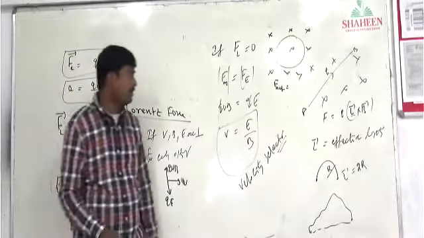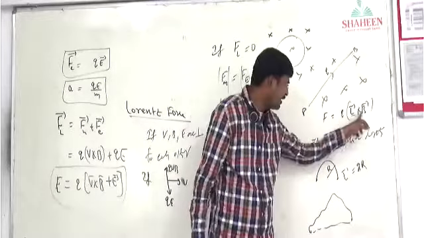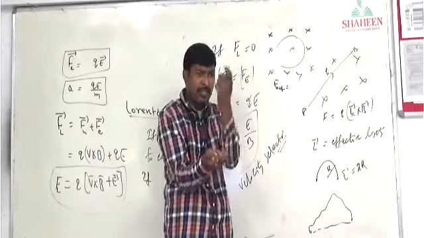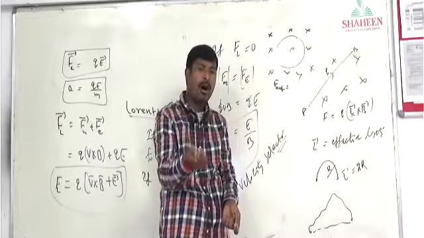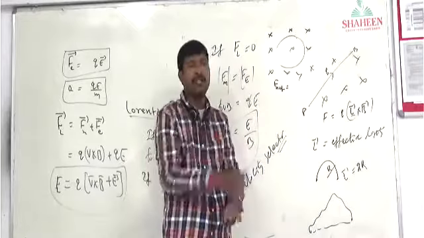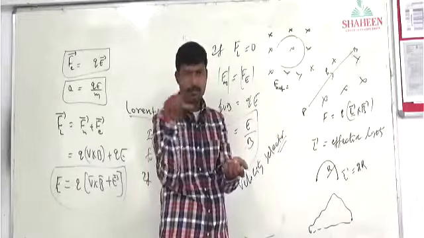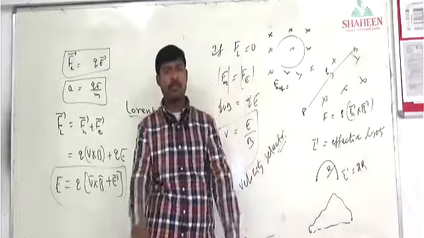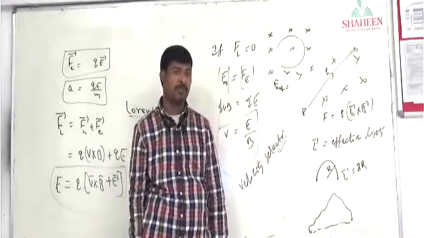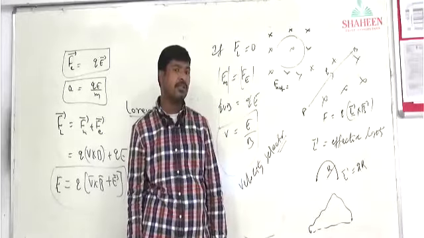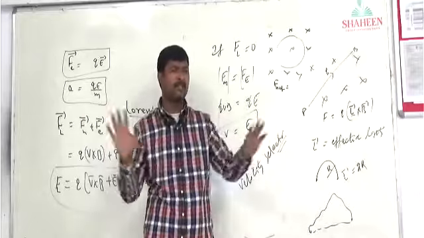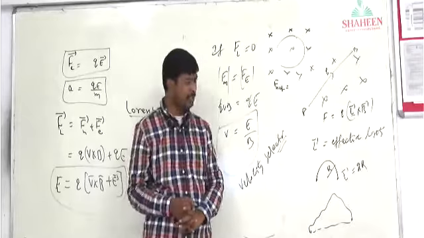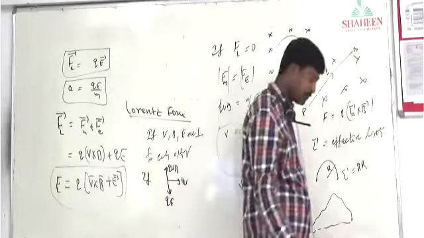F net is what? F is equal to I into L cross B, but L is the effective length. For a complete loop, what is the effective length? There is no initial point, there is no final point. The shortest path is 0, so L is 0, so force is also 0. Net force is 0. That means no force is experienced by the current loop kept in a magnetic field. Clear? F net is 0. That is in equilibrium.